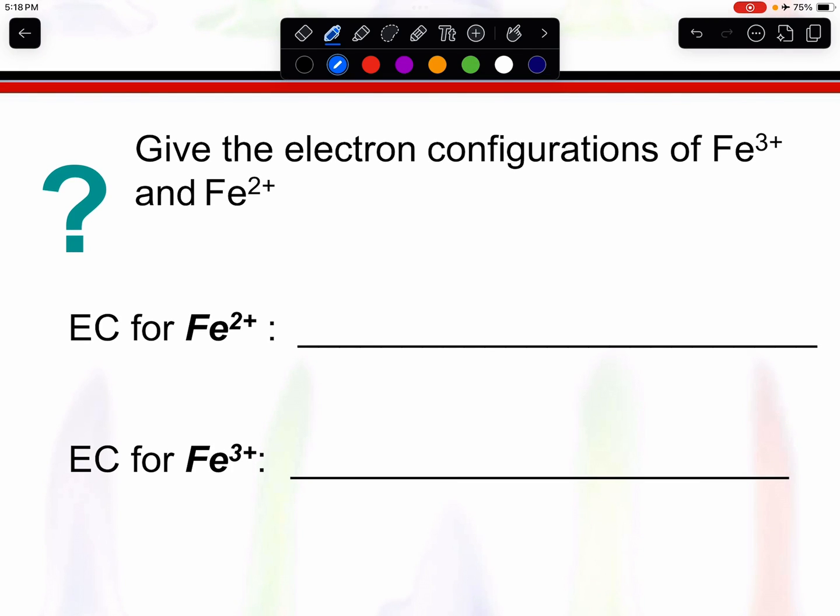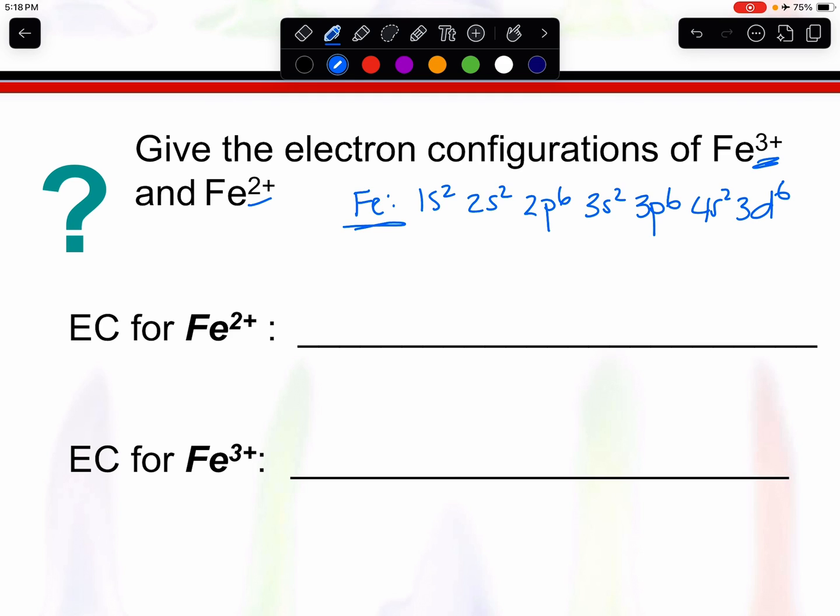Now, let's go ahead and talk about when we have transition metals becoming ions. So let's write the electron configuration for just iron in general, okay? I'm going to go ahead and just write iron, the atom. 1s2, 2s2, 2p6. Okay, so this is just the iron atom.